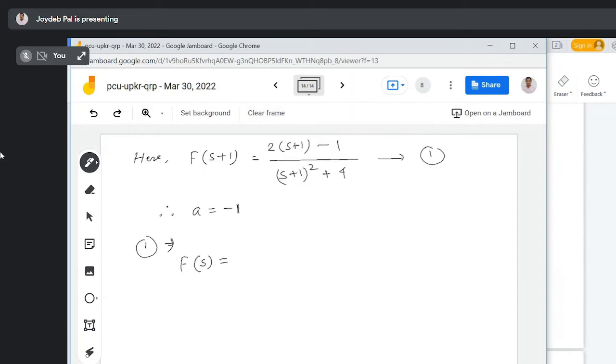तो F(s) क्या होगा बोलो? From the equation number 1, F of s plus 1 is equal to this. Then F of s, you put (2s minus 1) whole divided by s square plus 4. In the place of s plus 1, you put s. That will be F(s). In this place, s plus 1, everywhere you put s. You will get F(s), right?